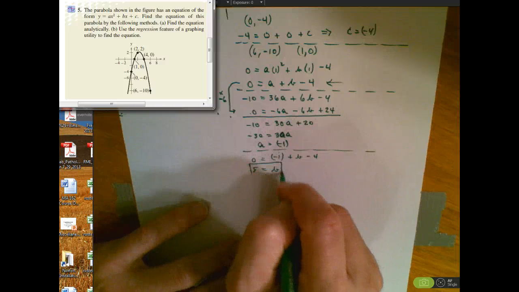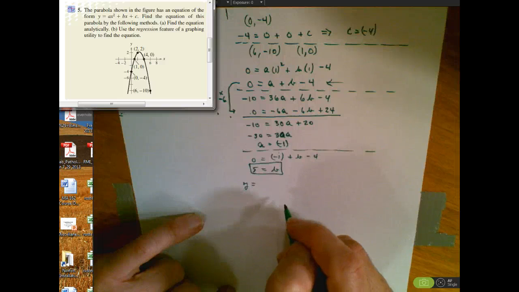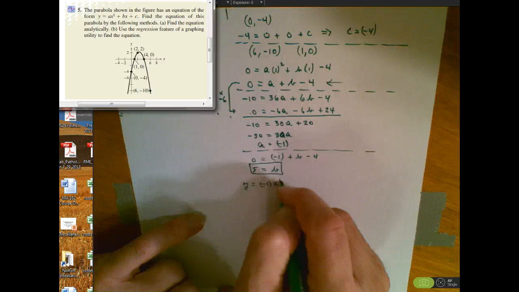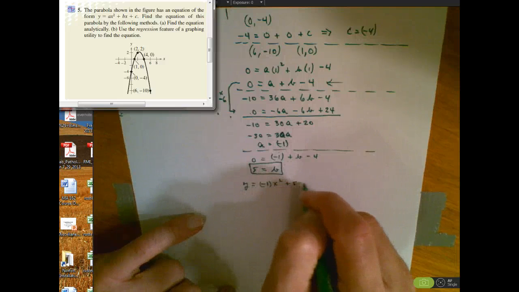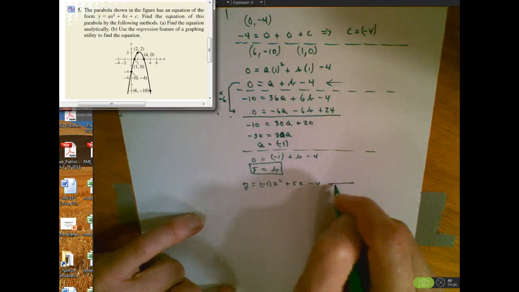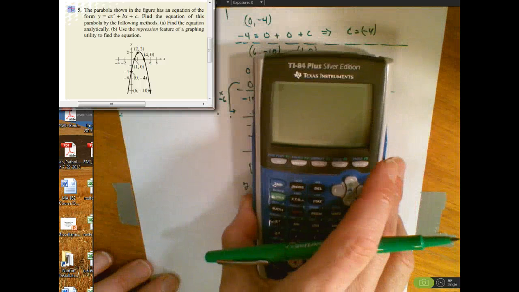Okay, so now I have it. My final equation is y equals my value of a, -1, times x squared, plus 5x, because b is 5, and then minus 4. I contend this now is my equation. Looking at it, I see that my parabola does open down, which suggests I've got things correct. Let's put it in the calculator and see if it matches up.